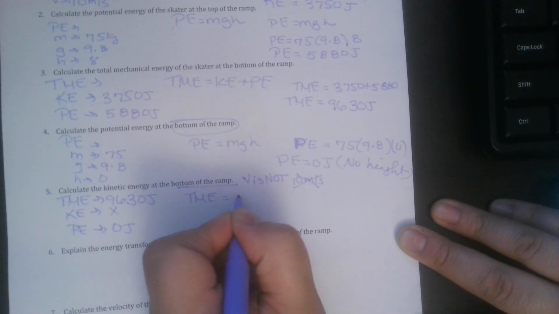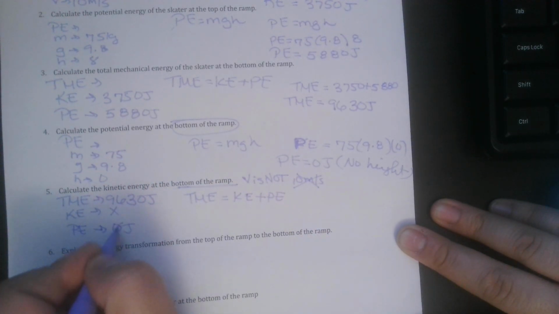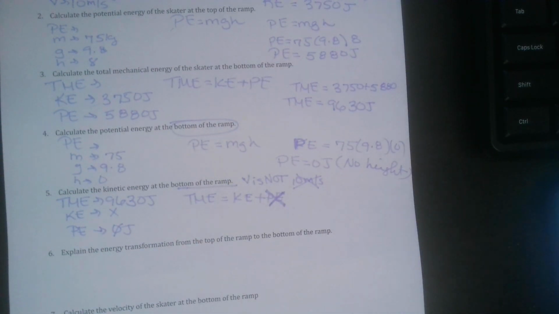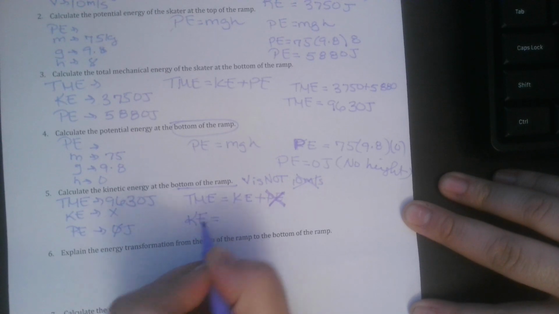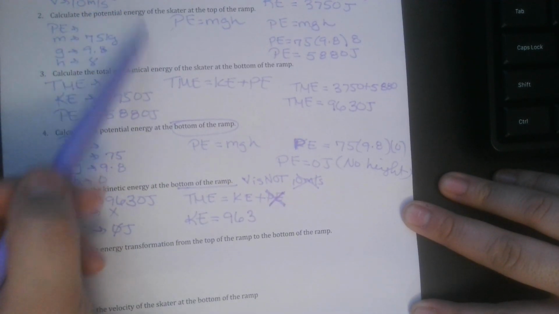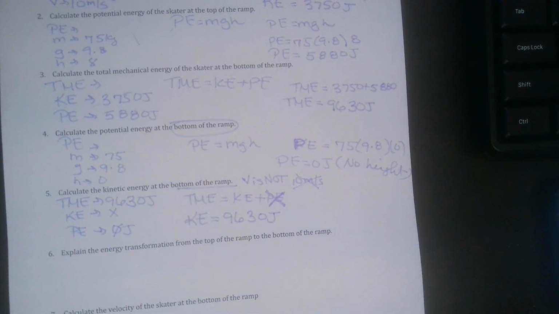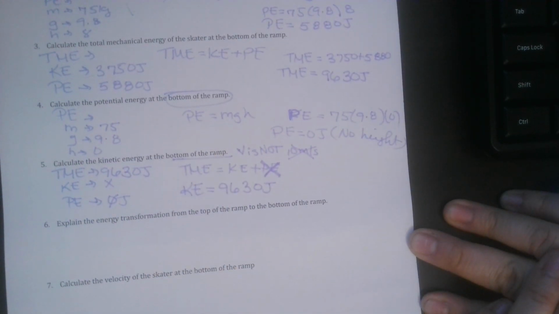With that in note, KE plus PE, we know that this number is 0. So if 0, then we could even take it off the equation. So that means that the total mechanical energy is equal to the kinetic energy at the bottom of the ramp. So all of the energy, both kinetic and potential at the top, has transferred to all kinetic at the bottom. So this is my kinetic energy at the bottom.